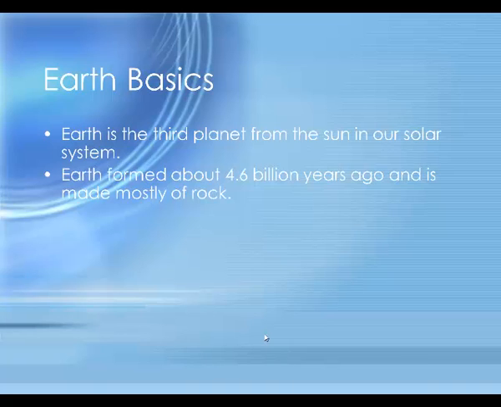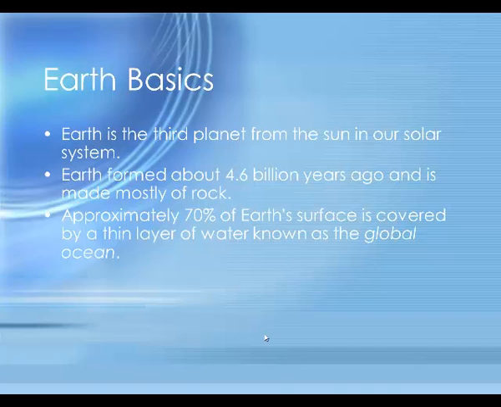The current scientific thought is that the Earth is about 4.6 billion years old. I am not going to hold you to dates. When I was in junior high, the Earth was believed to be 3.5 billion years old. So in 15 years, the Earth has aged 1.1 billion years. Approximately 70% of Earth's surface is covered by a thin layer of water known as the global ocean.